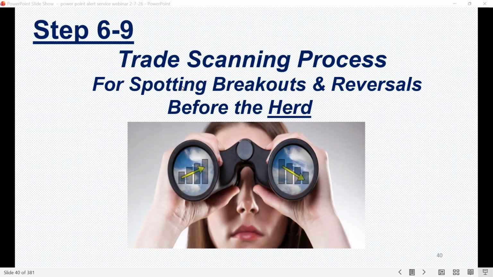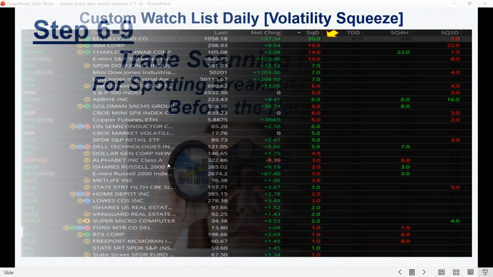Now, the next thing is a big part of it. This is the trade scanning process. So you've got to spot the trades, the breakout reversals, before the herd, right? So I use two different types of scans primarily to find the trades that I send out. And we'll go through those scans, and I'll show you what's currently setting up.